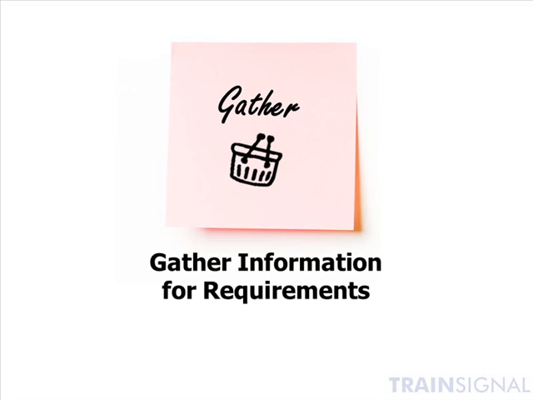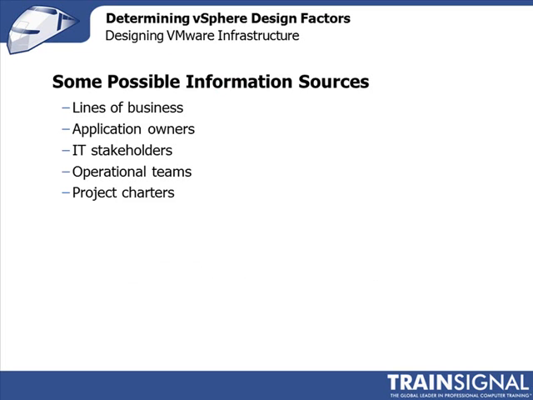The information for your requirements is going to come from many different sources. Here on the screen is a partial list of some of the sources where you can gather information about requirements. You might gather information for requirements from the lines of business. The lines of business could provide information like projected growth requirements, RPO, RTO, SLA or SLO, and performance expectations, which would typically be wrapped up in your SLA or SLO.